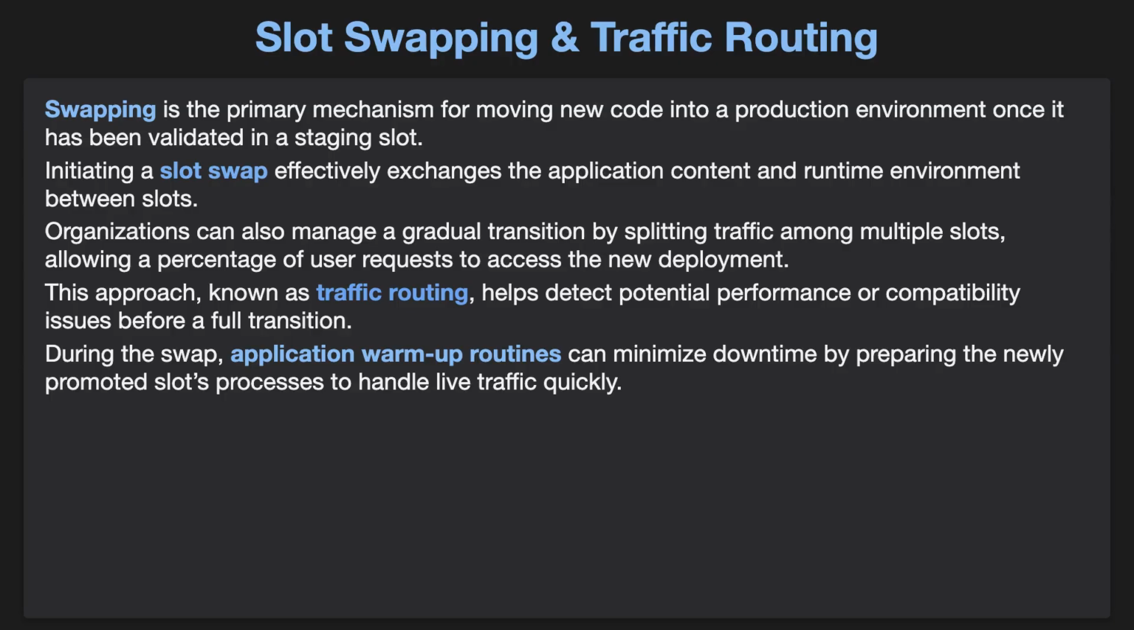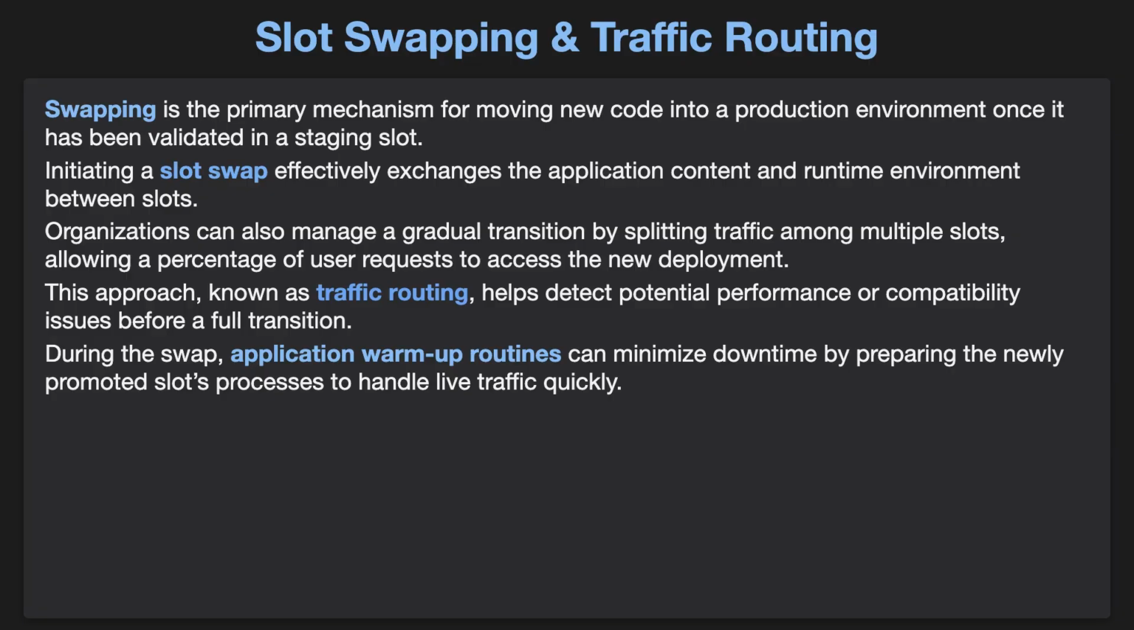Swapping is the primary mechanism for moving new code into a production environment once it has been validated in a staging slot. Initiating a slot swap effectively exchanges the application content and runtime environment between slots.